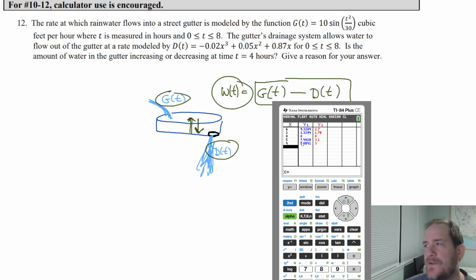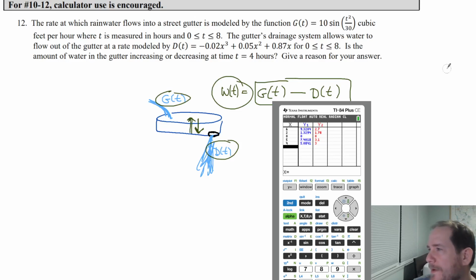So clearly the answer to this question is that the amount of water in the gutter is increasing because it has a positive rate of change. If we did G minus D when x was 4, we're getting 2.084, which is positive, which means the amount of water is increasing. And that would be your answer. So I guess I'll write that out if you need me to.